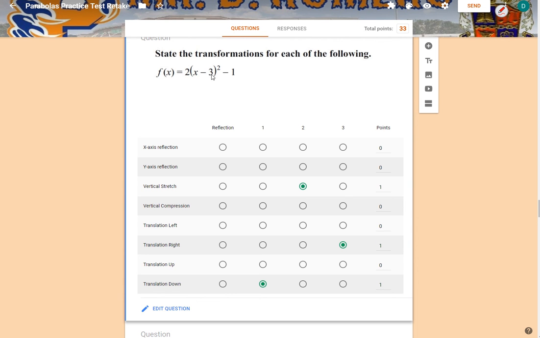Then, because there's what looks like a -3 in here, really H is +3. So that means I'm going to go to the right. So you would go to translation right. How far? 3. And you would bubble that. Then this is down 1, so you would go to translation down and then hit 1. I couldn't think of any other way to arrange it. That's the best I could do.